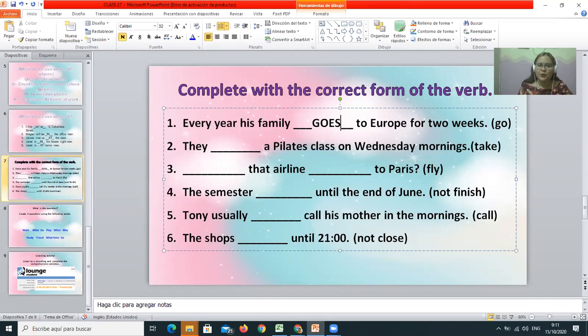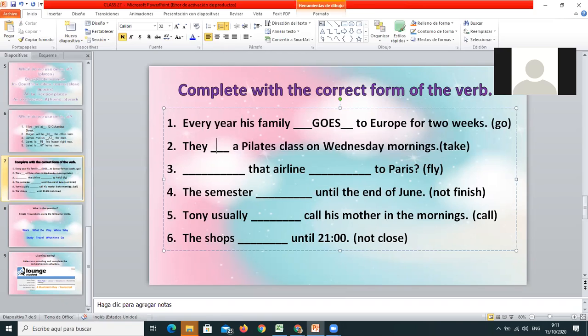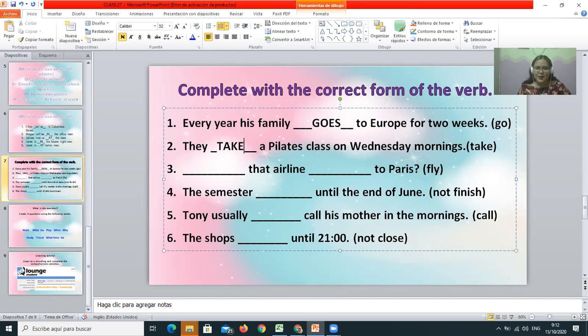Look at number 2. Can I have one volunteer to read number 2? They take a Pilates class on Wednesday morning. That's right. They take the subject. Thank you. So the subject is they, it's plural, so the verb is take.